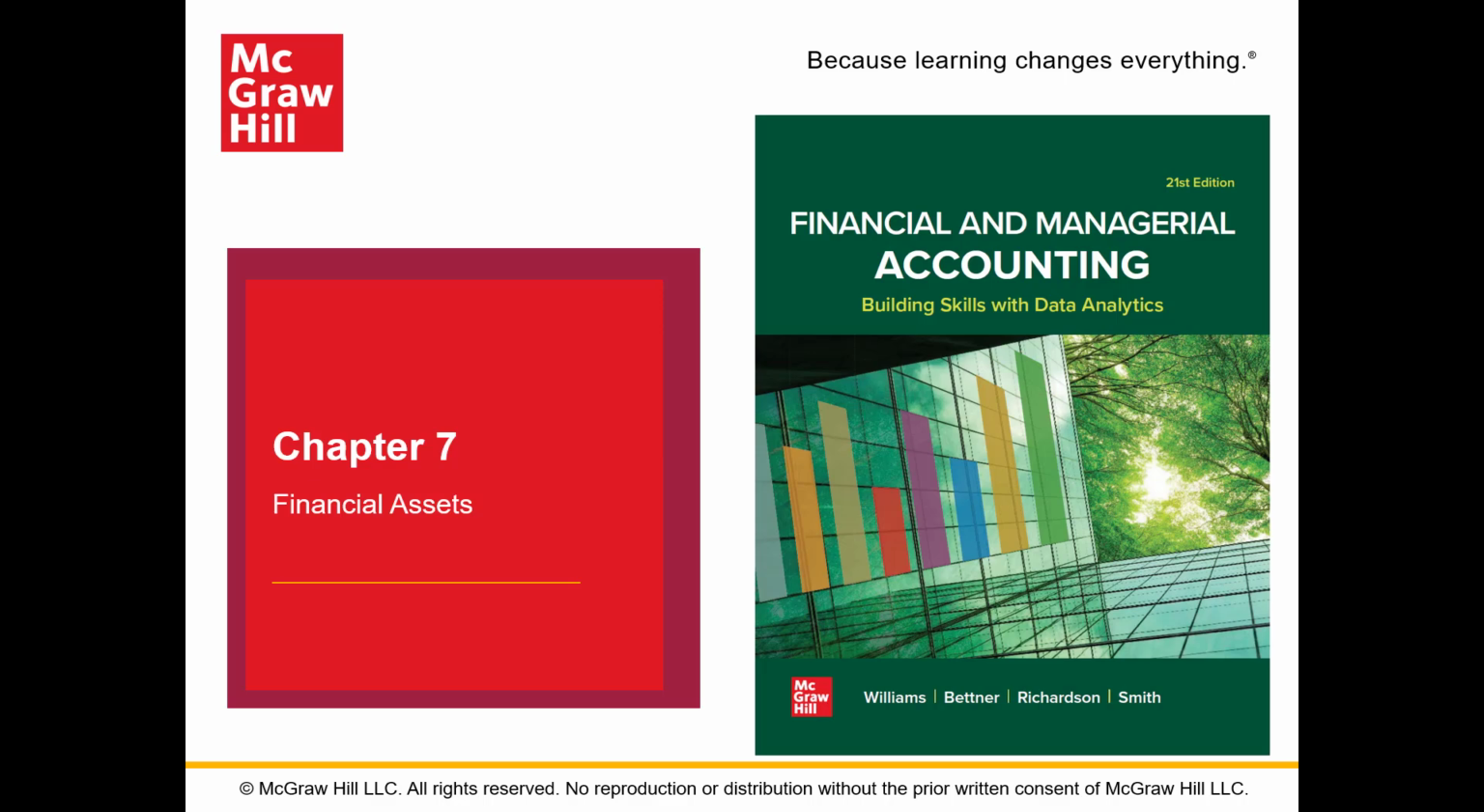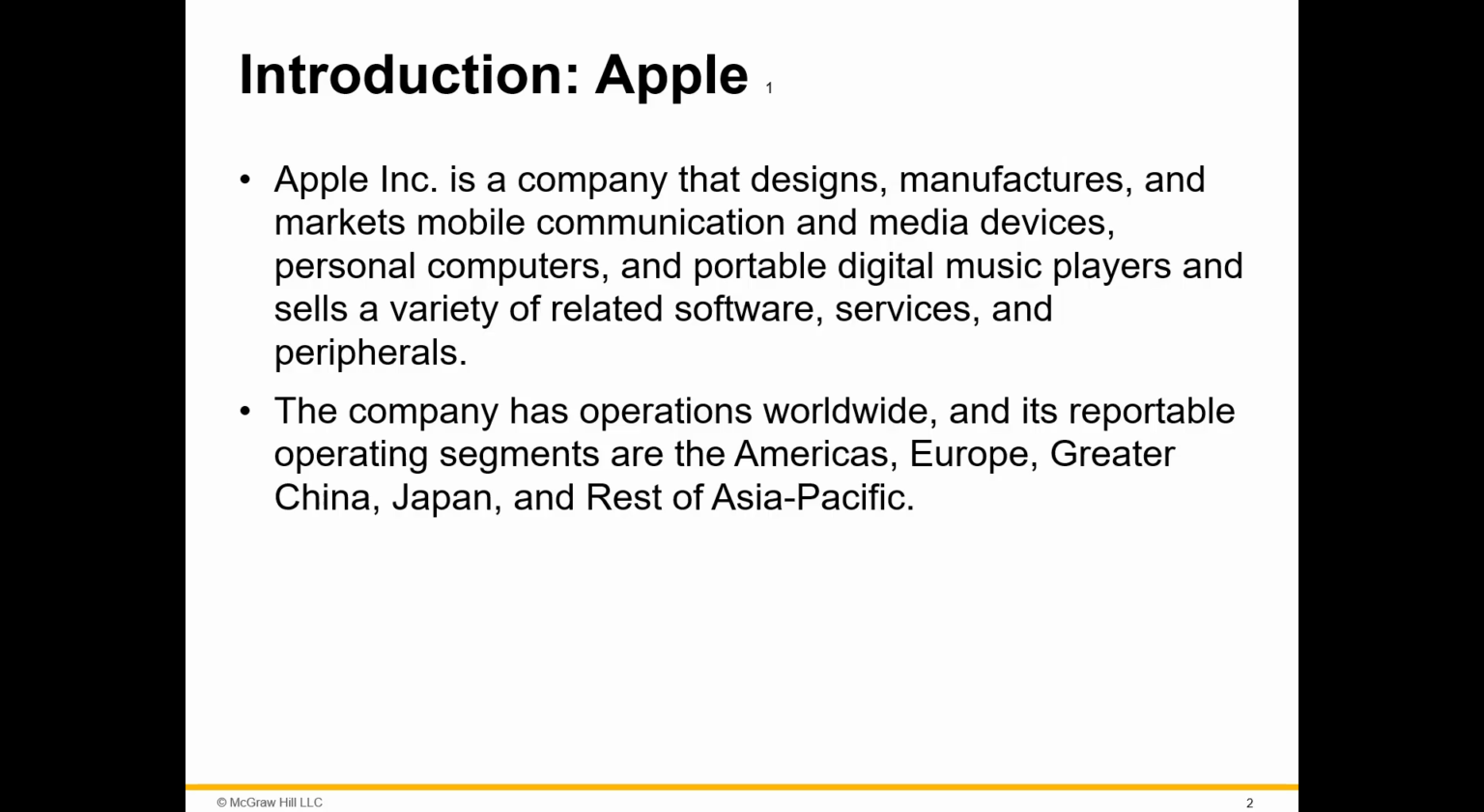In this chapter, we're going to talk about financial assets. Assets that are primarily cash or cash equivalents or receivables, those types of items. And as an example, we start with Apple.